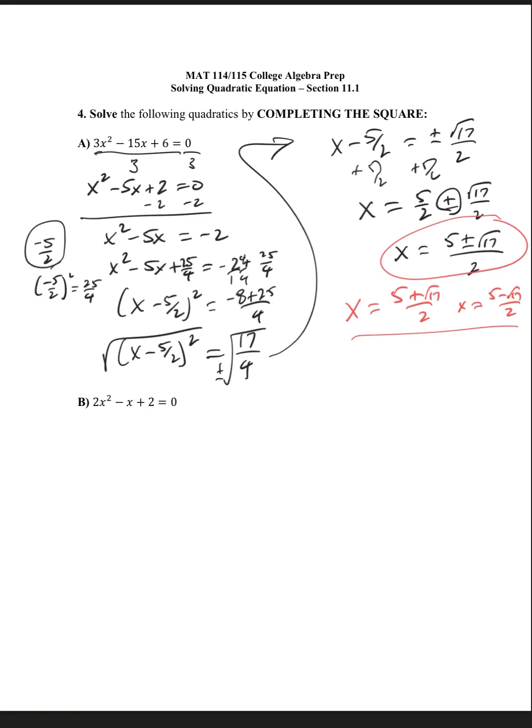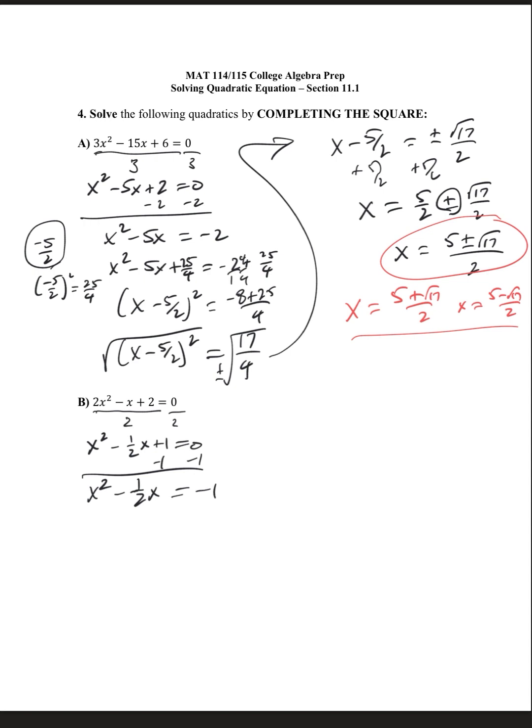All right, so the next one, again, we need a lead coefficient of 1. So in this case, I'll divide both sides by 2. That'll give us x squared minus 1/2 x plus 1 equals 0. So we've got a fraction to contend with. Subtract 1 from both sides to complete the square, and we get x squared minus 1/2 x equals negative 1.